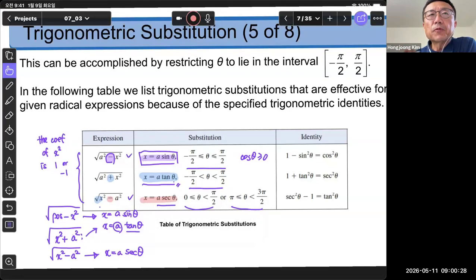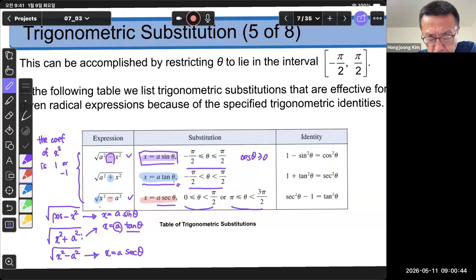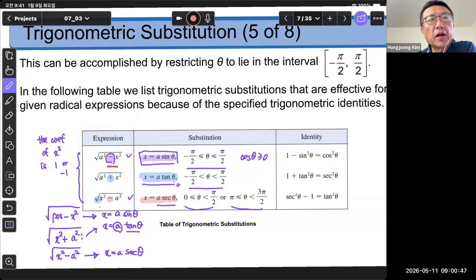First of all, inside the square root, we have some number plus or minus x squared. If you see a negative sign in front of x squared, then you need to replace x with a sine theta.